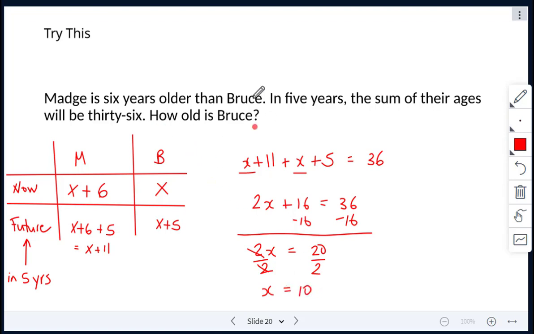And the question is only asking how old is Bruce. So Bruce is just x. So therefore, Bruce is 10 years old. And obviously, Madge is 6 years older, so Madge would be 16.